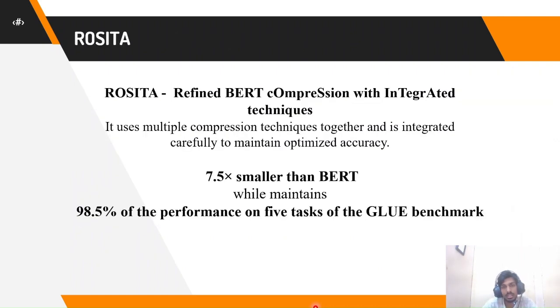So here we can see that ROSITA, or refined BERT compression with integrated techniques, uses multiple compression techniques together, integrated carefully to maintain optimized accuracy. There are many other compressed BERT versions like TinyBERT or MobileBERT, but ROSITA is 7.5 times smaller than BERT and it maintains an accuracy of 98.5% on 5 tasks of the GLUE benchmark.